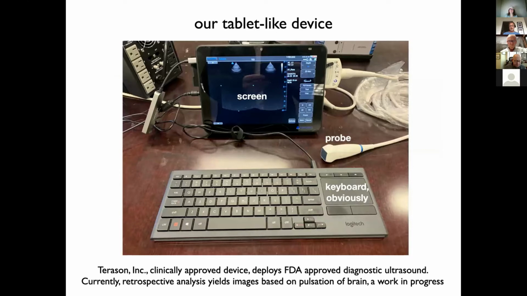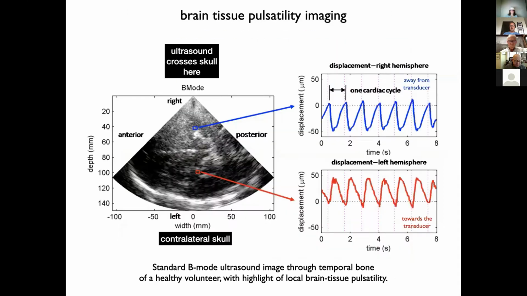So we have a device. It's the size of an iPad mini with a keyboard and a probe. It's FDA-approved ultrasound for diagnostic purposes, and we do some novel analysis to pull out pulsations of the brain. Here's an example, imaging through the temporal window. This is an axial cut. There is the brainstem right there.